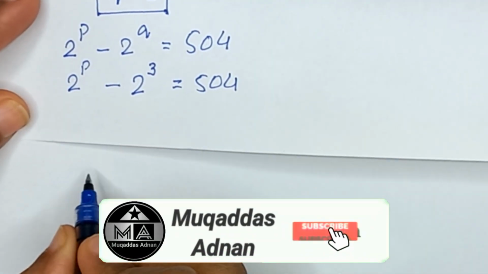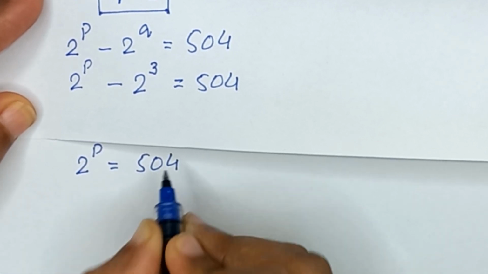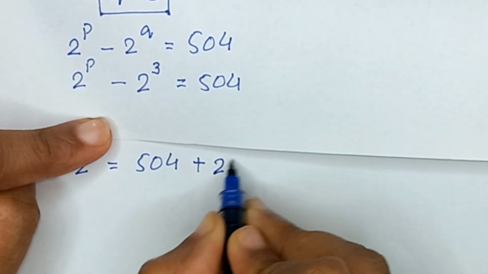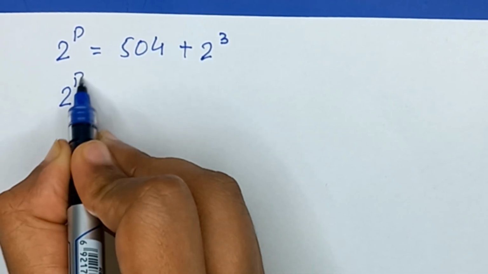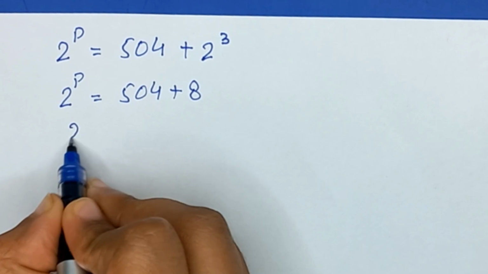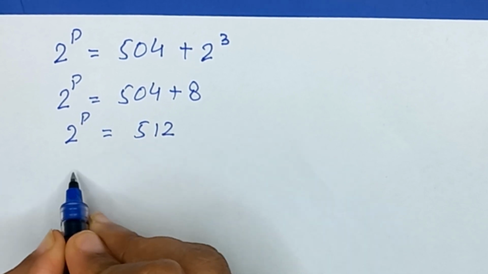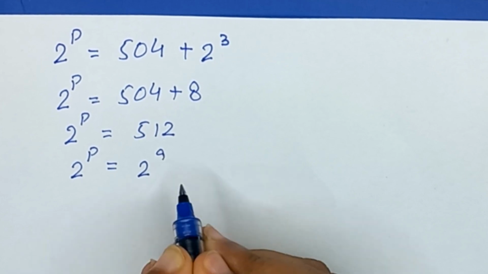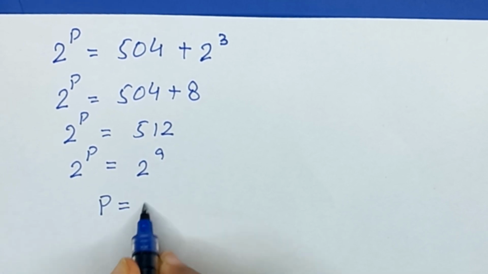It can be written as 2 raised to the power p is equal to 504, and this minus 2 raised to the power 3 we will take to the right hand side, so it becomes plus 2 raised to the power 3. So 2 raised to the power p is equal to 504 plus 2 raised to the power 3, which is 8. So 2 raised to the power p will be equal to 512. So 2 raised to the power p is equal to 512, which is the same as 2 raised to the power 9. So again bases are the same, so we will equate the powers. So from here p is equal to 9.